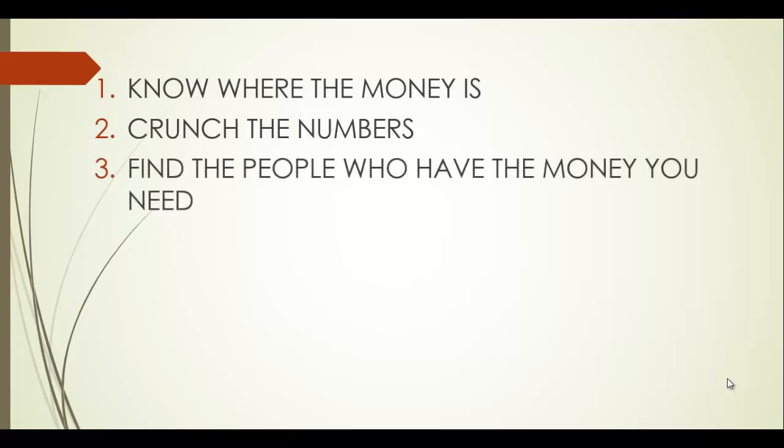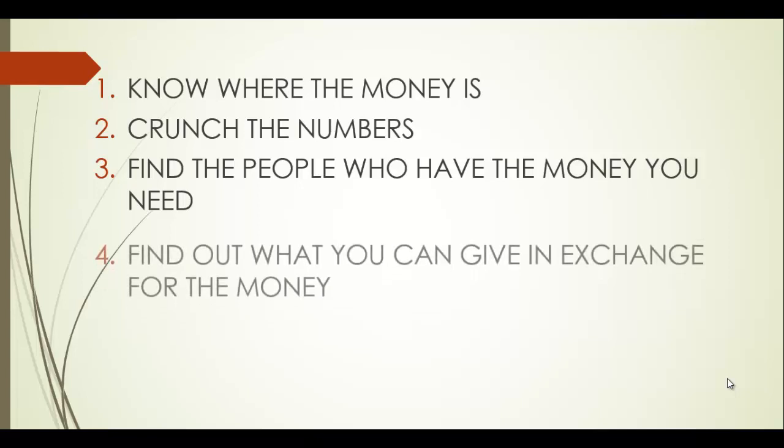Number 3 in the blueprint is to find the people who have the money you need. I'll be showing you where the money is, and you'll see that money is with people, and so you must find them and then they will give you what you need.